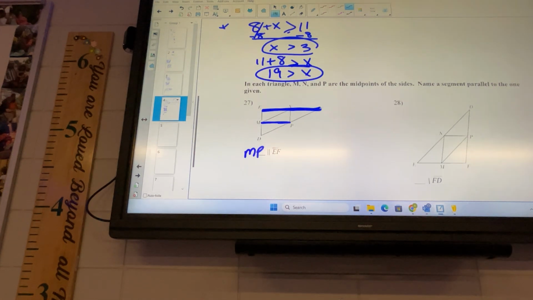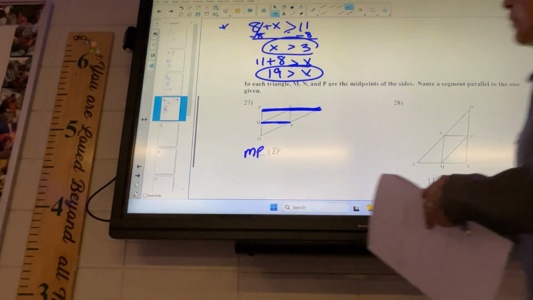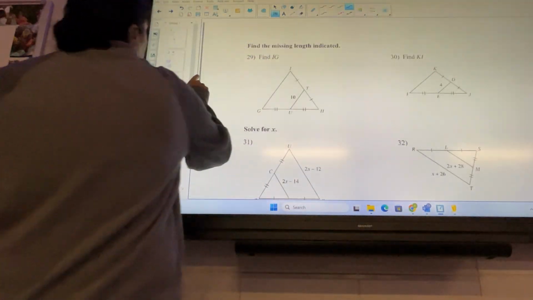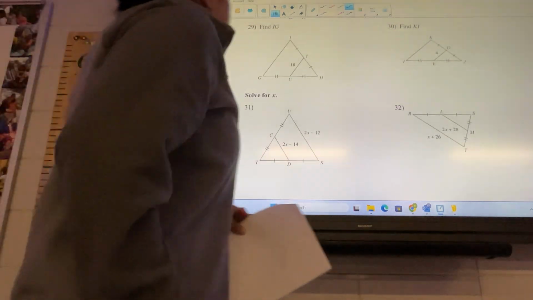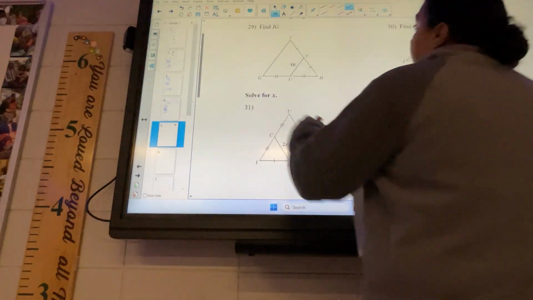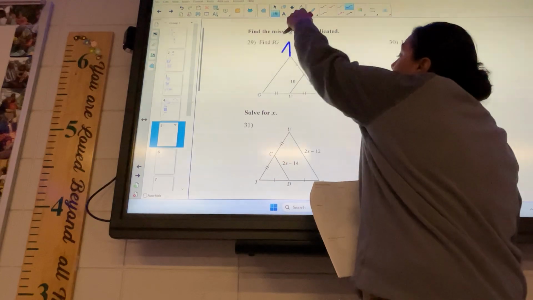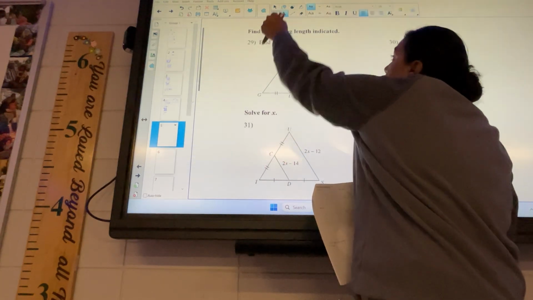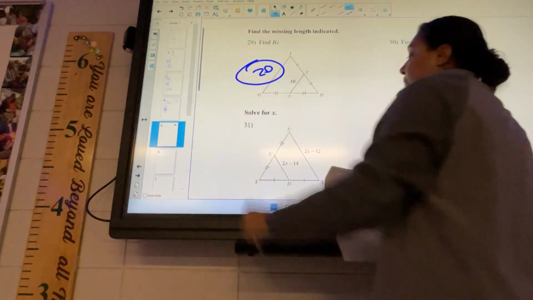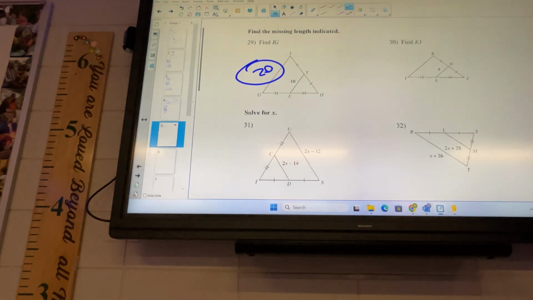Okay, 29. If my small one is 10, what is IG, which is my big one? 20. Okay, this one's going to be 20. Okay, we got 2 left.